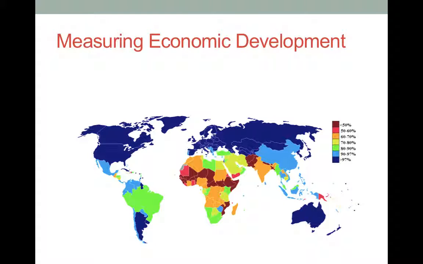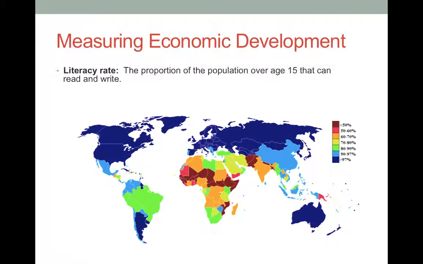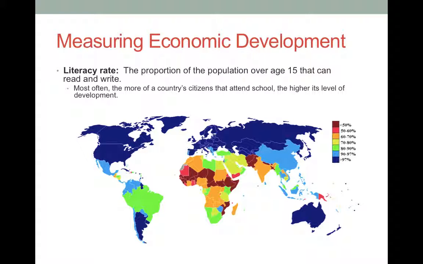Okay, literacy is another measure, and there is a literacy map with the percentages to your right. As you can see, there are various parts of the world with high literacy rates and parts with very low rates, and that has a tremendous impact on development. This is the proportion of the population over 15 that can read and write. Most often, the more of a country's citizens that attend school, the higher its level of development. And literate populations are usually more productive in both manufacturing and agriculture.